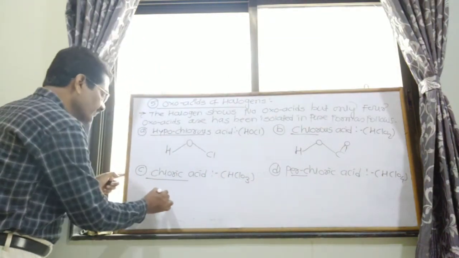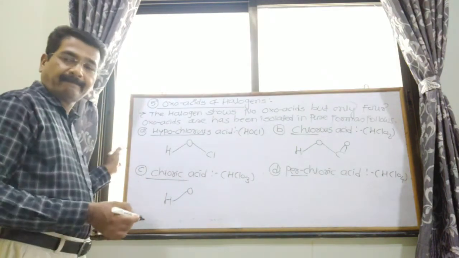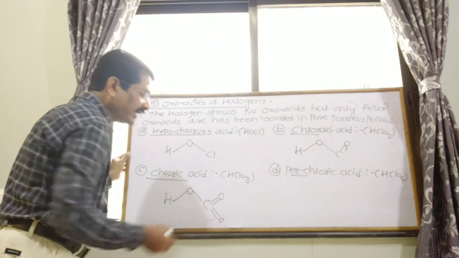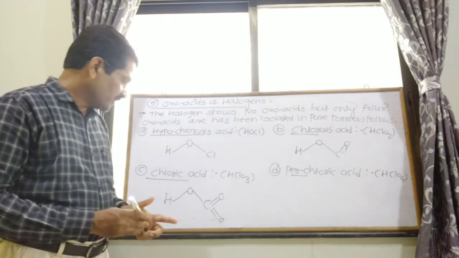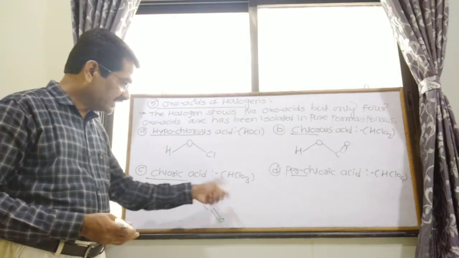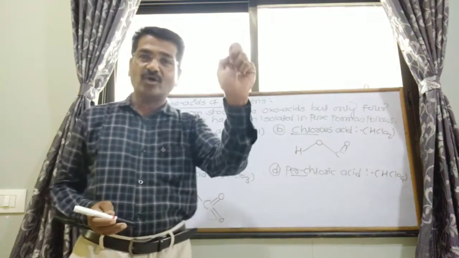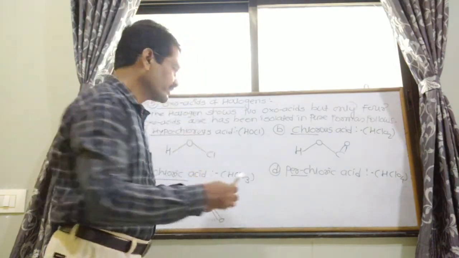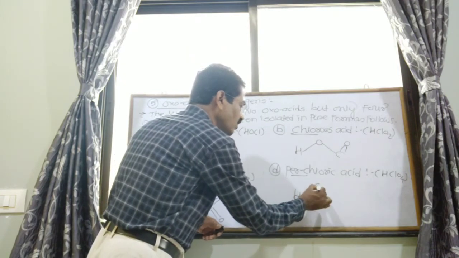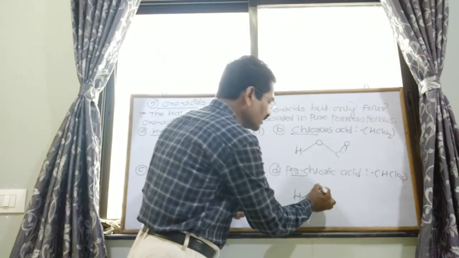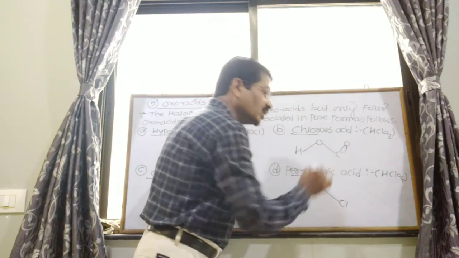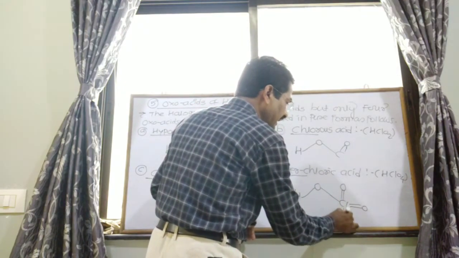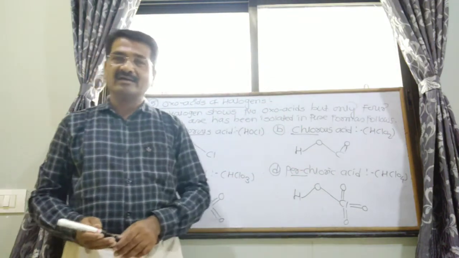Again, chloric acid: the hydrogen is linked with oxygen, and chlorine is linked with two oxygen atoms by double bonds. So it contains one hydrogen, one chlorine and three oxygen atoms, so the molecular formula is HClO3, chloric acid. And last is perchloric acid, HClO4, having one hydrogen linked with oxygen, then chlorine, and that chlorine is linked with three different oxygen atoms. So this is perchloric acid.